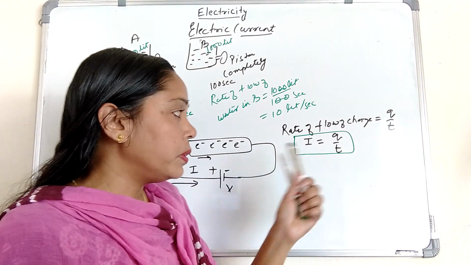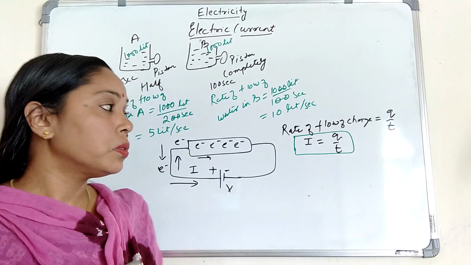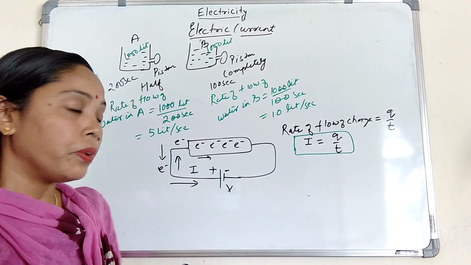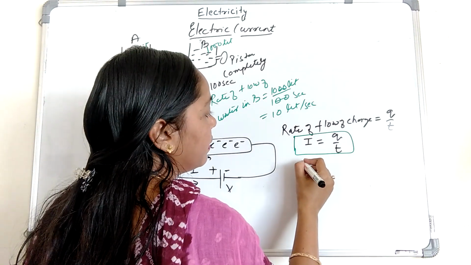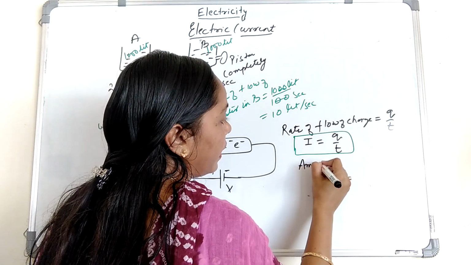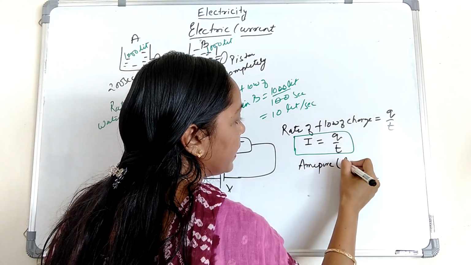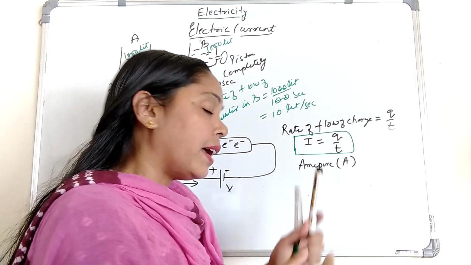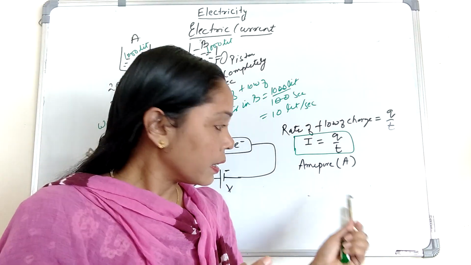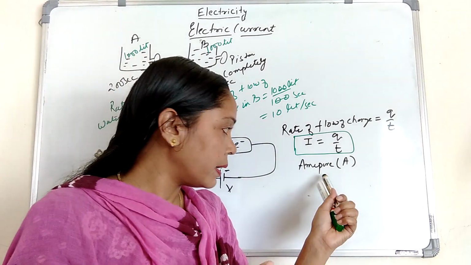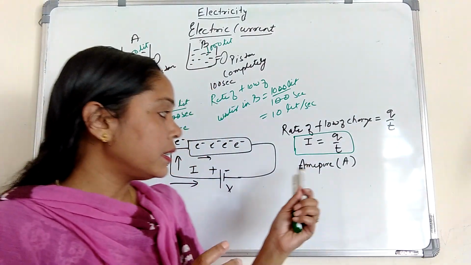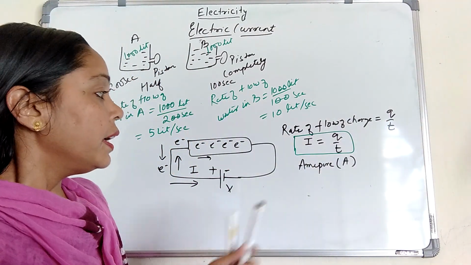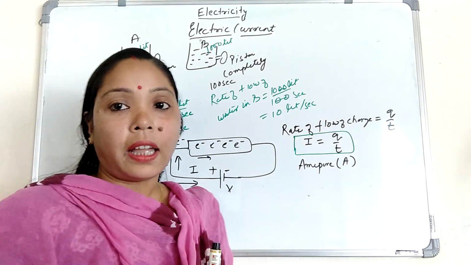Now come to the unit. In which unit are we going to measure the electric current? We measure the electric current in ampere and the symbol is A. This ampere is named after the physicist Andre Marie Ampere.